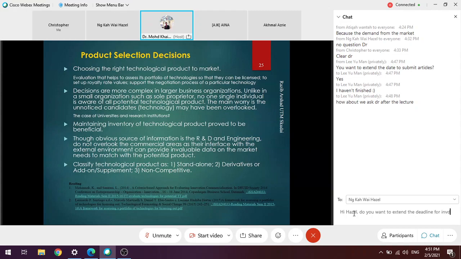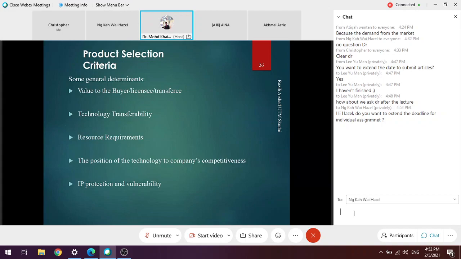Derivatives or add-on supplements mean that you add a scaffolding technology to the current technology they have in their facility, or a new technology that requires new facilities to be installed by the transferee at the very first place before it can be used. The last one is non-competitive, which means no other company in this world has a technology similar to yours. The value will be very high because it is very rare. It is the only solution applicable in this world nowadays. So this is the type of technological product classification, right?